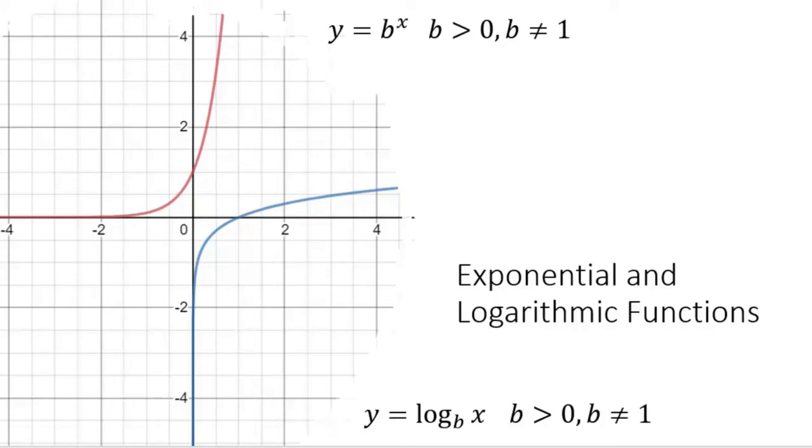Let's take our first look at exponential and logarithmic functions. At the top, I've written the general form of an exponential function, and below, here's the general form of a logarithmic function. These are two different functions. The way they're written, we can see graphs in the form given on the left here.